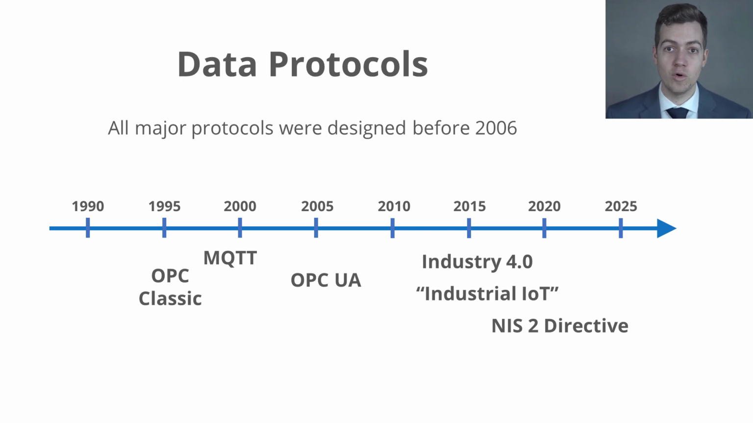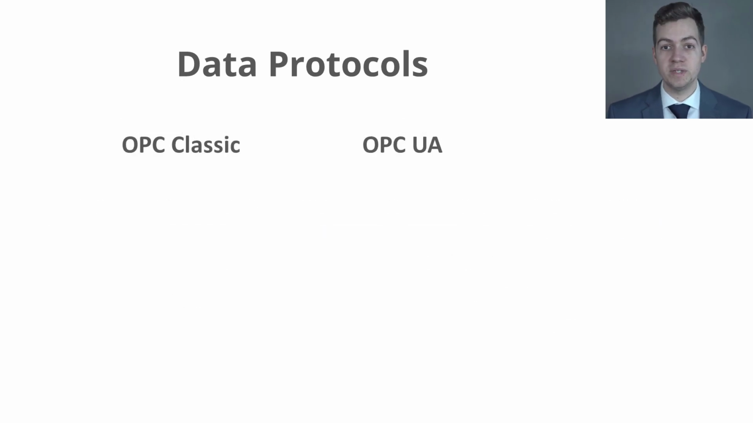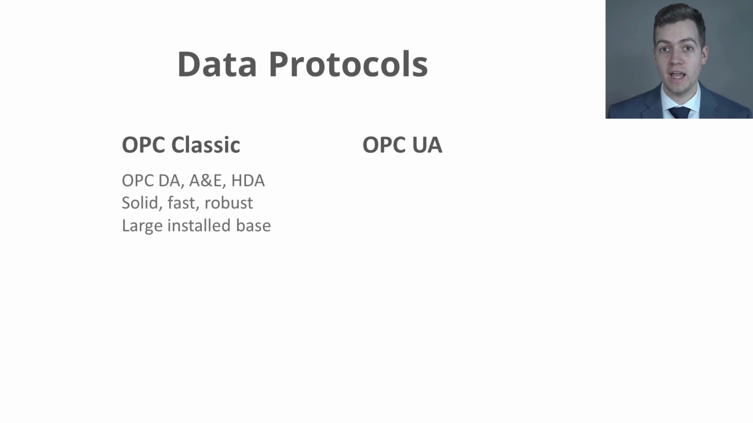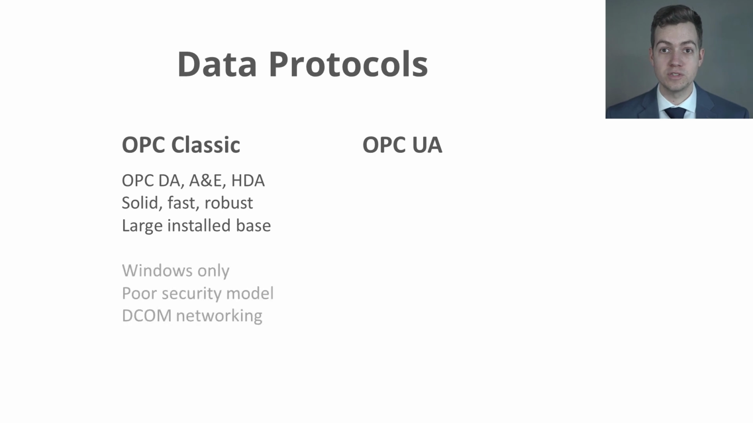Let's look at the four main OT protocols. For OPC, there is OPC Classic and OPC UA. OPC Classic includes OPC-DA, A&E, and HDA. OPC Classic is a solid standard. It is fast, robust, and has a large installed base. However, it is only available for Windows. It has a poor security model, and it uses DCOM for networking, which is difficult to configure and not very secure.